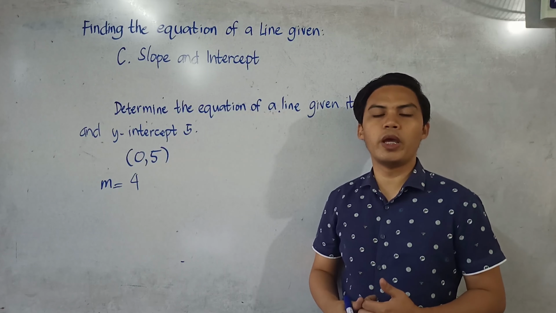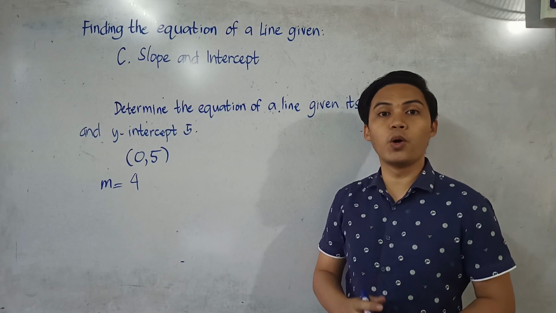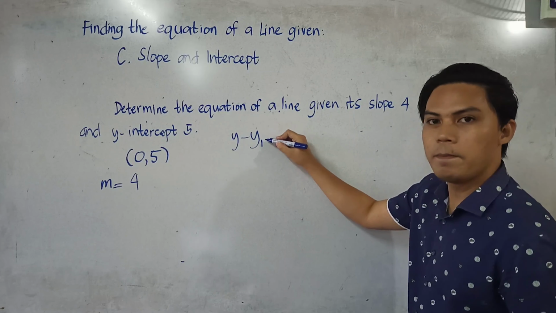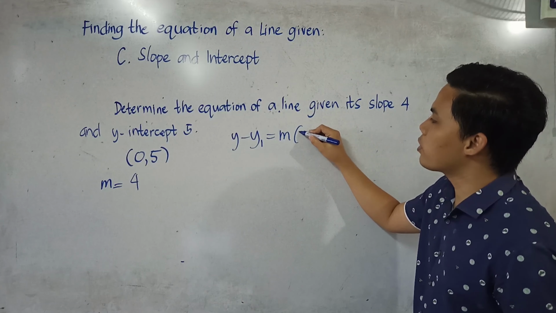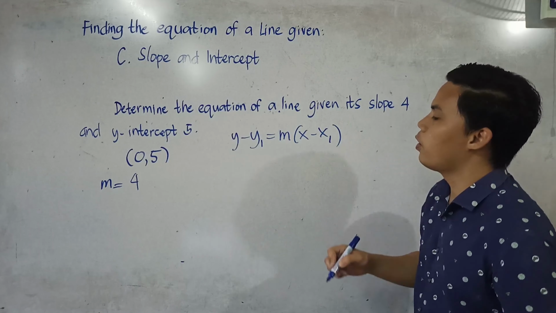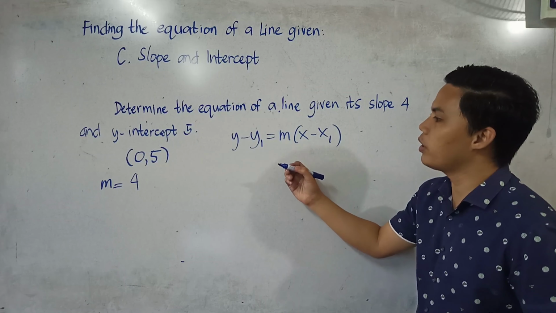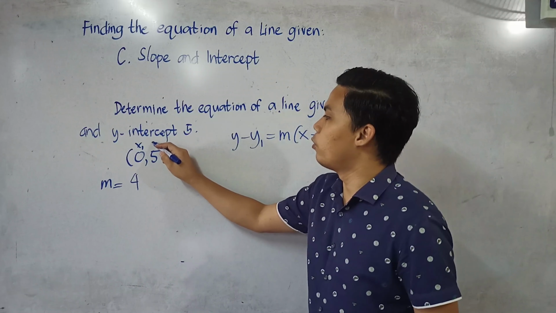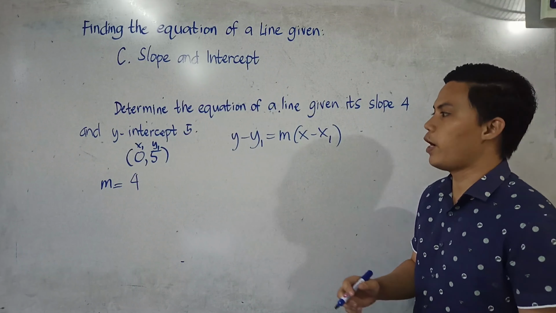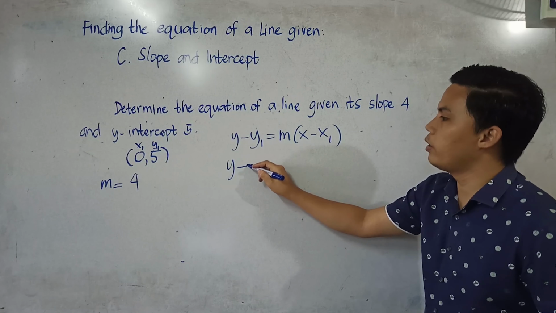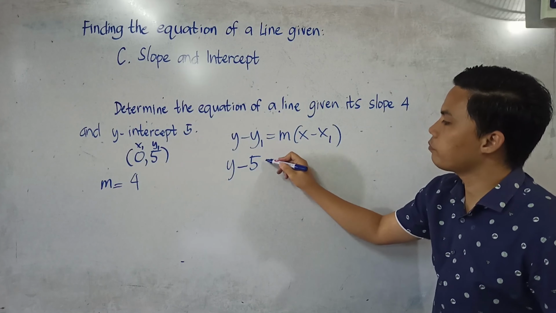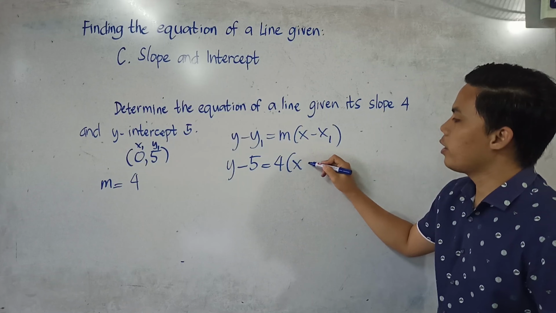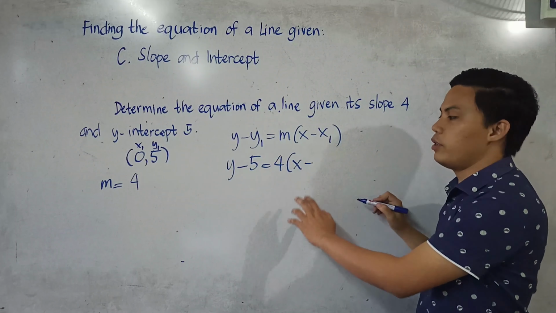Therefore, we're going to make use of the same form, which is the point slope form. Okay. So we have y minus y sub 1 is equal to m times the quantity of x minus x sub 1. Okay. Substitute natin yung mga given. Again, ang x sub 1 natin ay si 0. Yung y sub 1 naman natin is si 5. So magiging y minus y sub 1 is 5 is equal to m natin is 4 or slope, x minus ang x sub 1 natin ay 0.